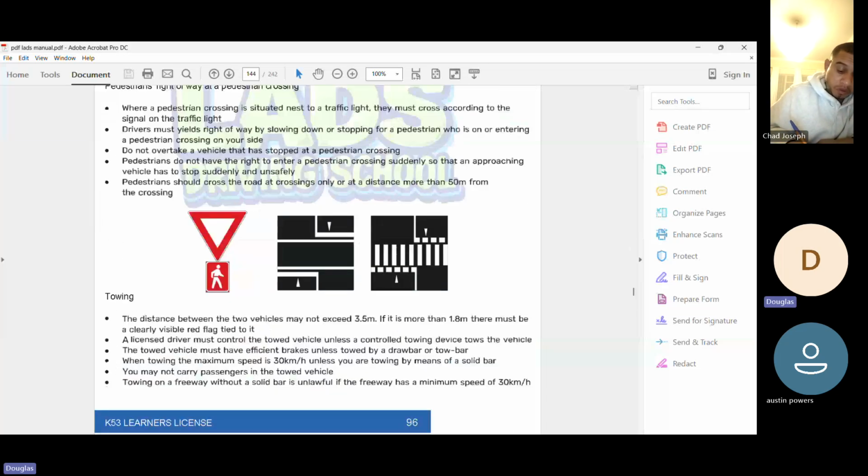Towing rules. The distance between the two vehicles may not exceed 3.5 meters. If it is more than 1.8 meters, there must be a clearly visible red flag tied to it. That is clear. Number 2, a licensed driver must control the towed vehicle unless a controlled towing device tows the vehicle.